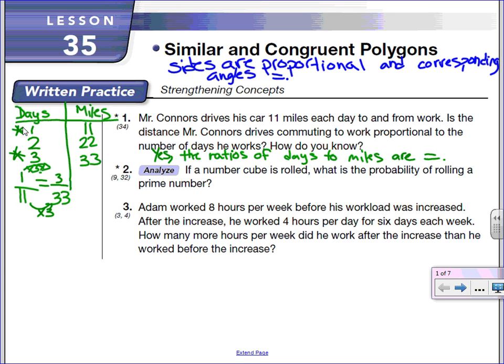If a number cube is rolled, what is the probability of rolling a prime number? So on a number cube, meaning a die, you have the numbers 1, 2, 3, 4, 5, and 6. And of those numbers, the numbers 2, 3, and 5 are prime numbers. So we have 6 total options because there's numbers 1 through 6, and 3 of them are prime. So the probability of rolling a prime is 3 out of 6, which would reduce to 1/2. 3 is half of 6.